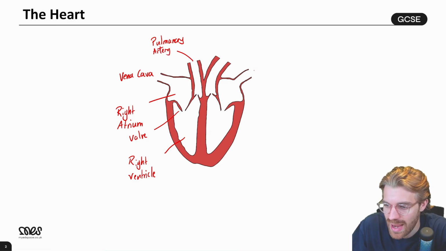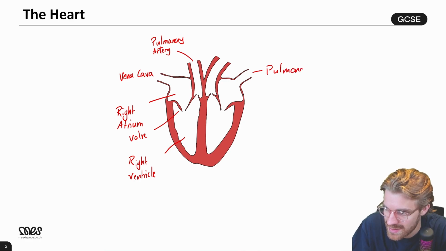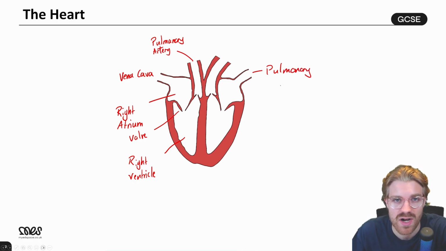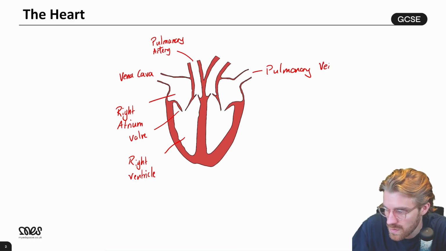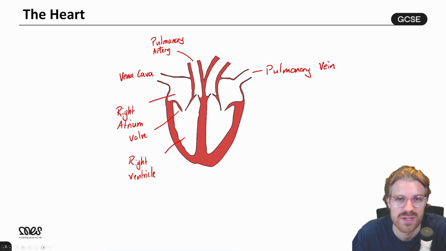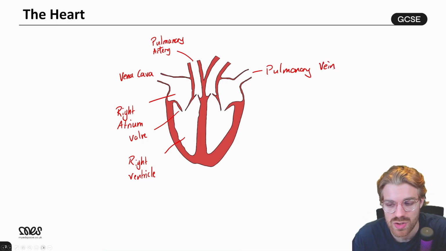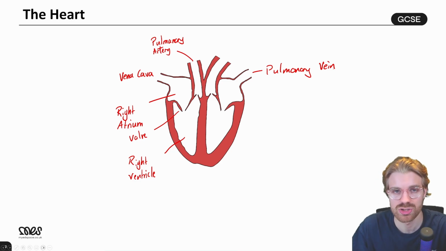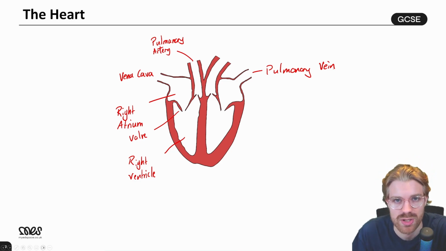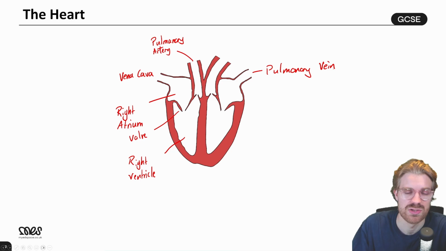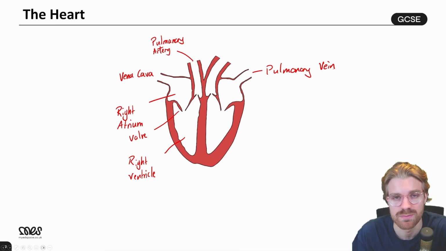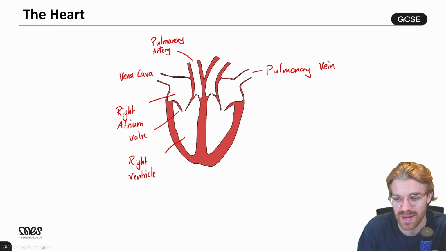And we have our pulmonary vein returning the blood back to the heart. Now, this makes part of the circuit that goes via the lungs. This is where the blood is going to become oxygenated. So the blood is transporting oxygen and other substances around the body. When the blood passes through the lungs, it picks up oxygen by diffusion from the alveoli. That's then going to be carried back to the heart.